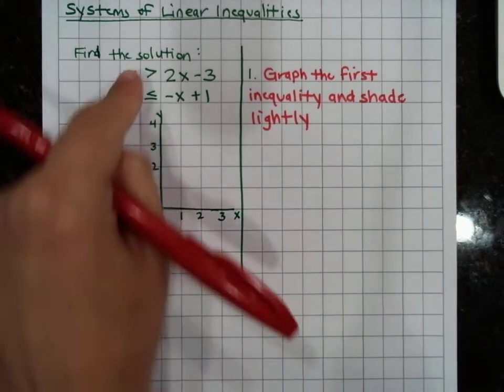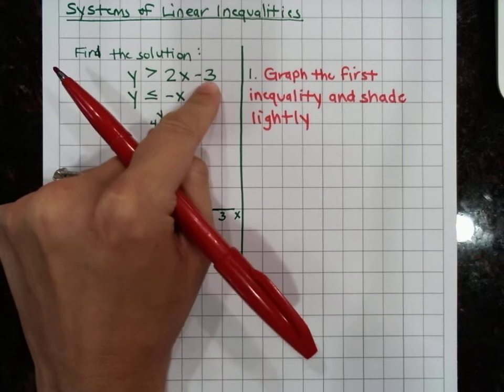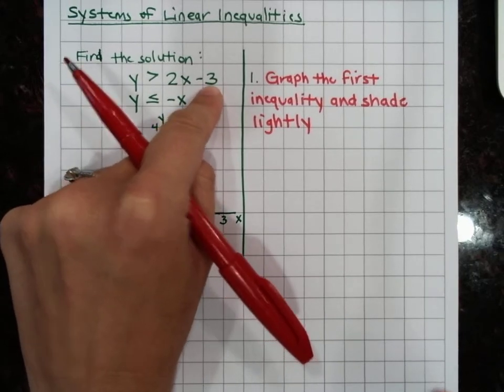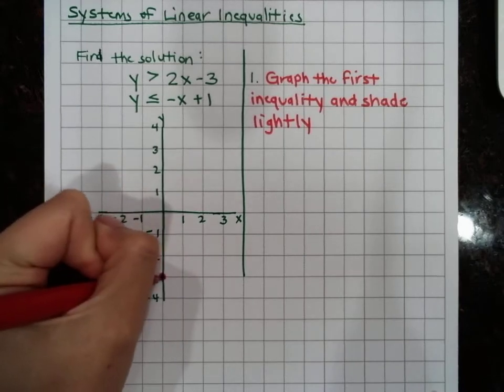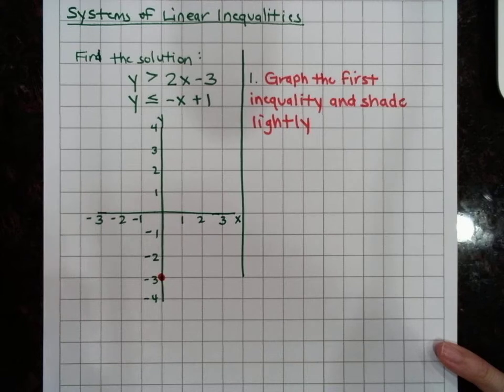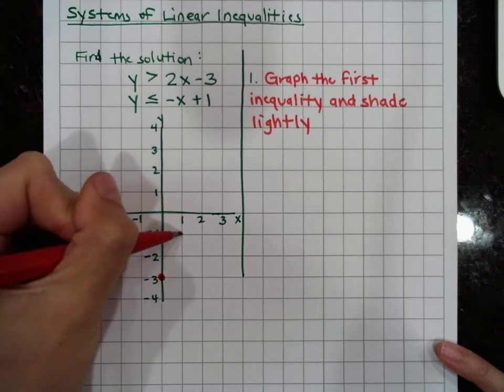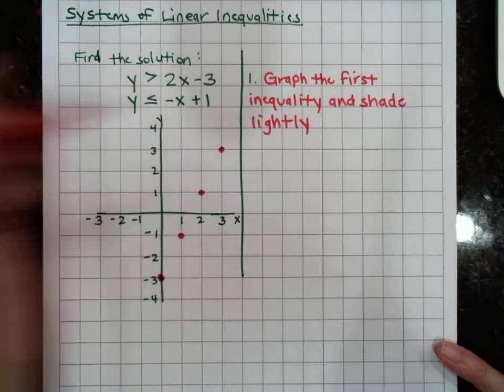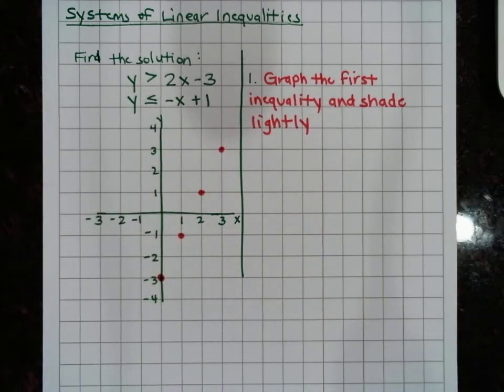y is greater than 2x minus 3. So we're going to graph our y-intercept, which is negative 3. And then our slope is a positive 2. So I'm going to go up 2 and to the right 1, up 2 and to the right 1, up 2 and to the right 1. So you want to graph all the points that you can fit on the graph.